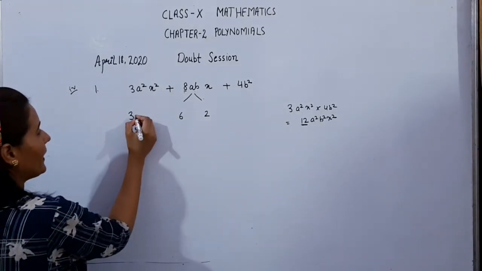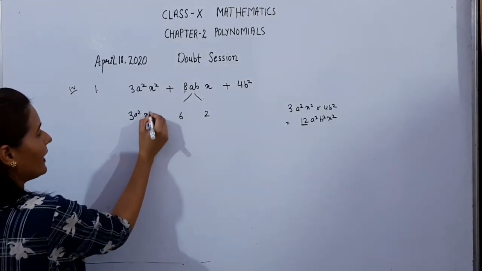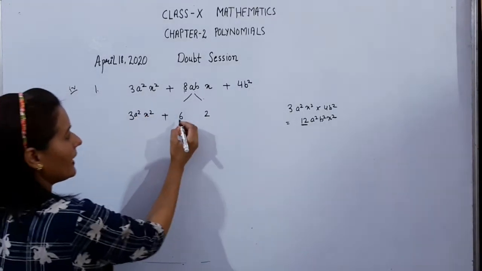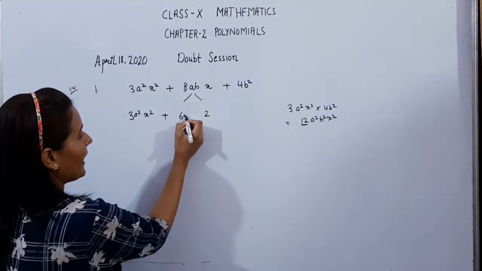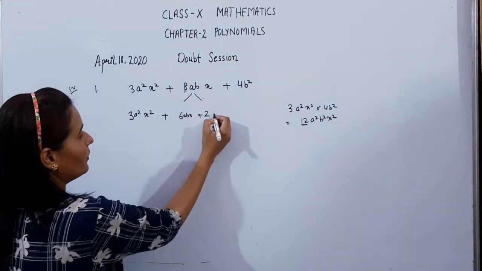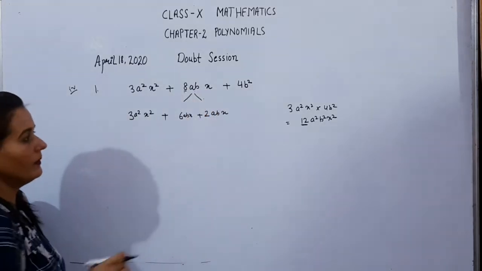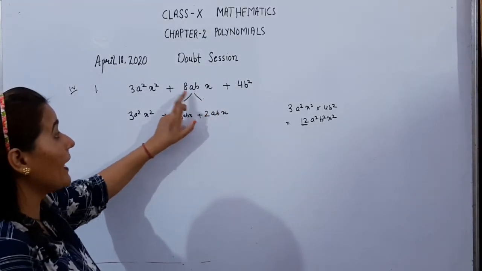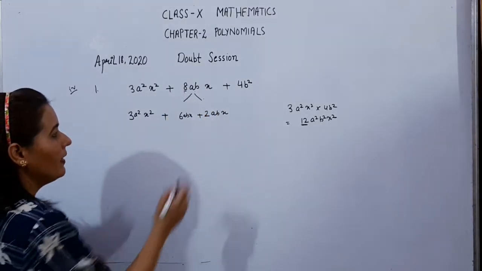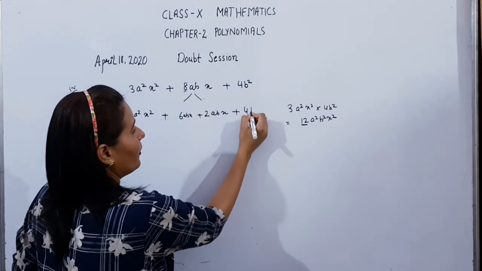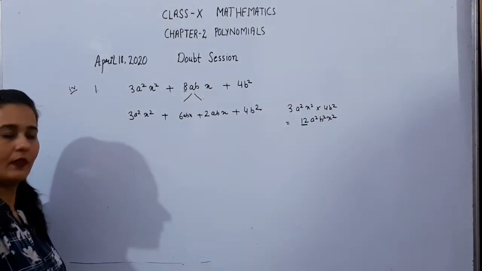So here I am writing 3a square x square as it is, plus 6abx plus 2abx, then only we will be able to add the like terms, okay? Then only this will become 8abx, right? Plus 4b square.